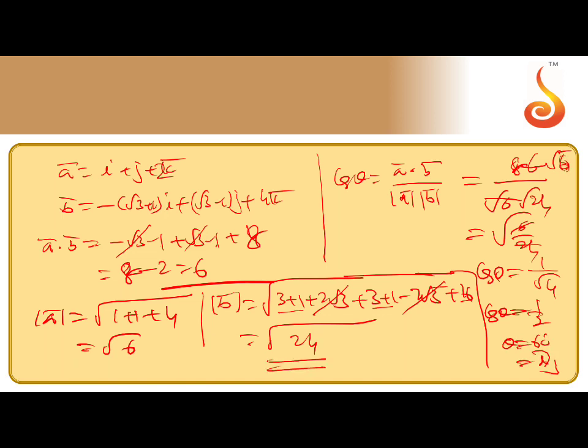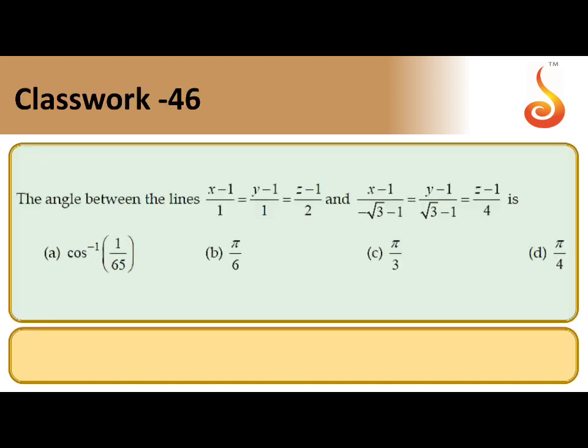So modulus b is root 24. Modulus is this one, and here root 3 cancels. 8 minus 2 is 6. So now a dot b is 6, modulus a is root 6, modulus b is root 24. Substitute all the values here. The 1 by root 4 is 1 by 2. That means theta equal to 60 degrees. So which option? Option C is the right answer.